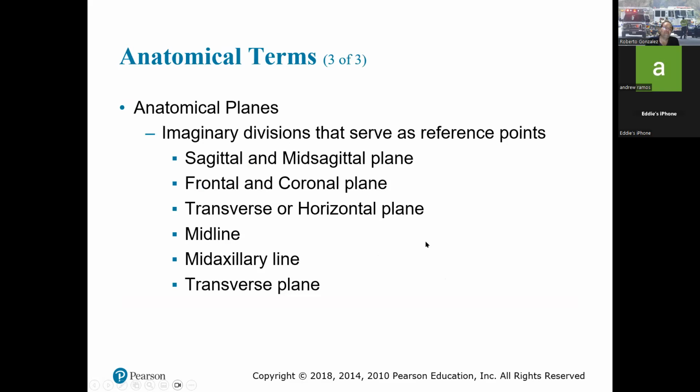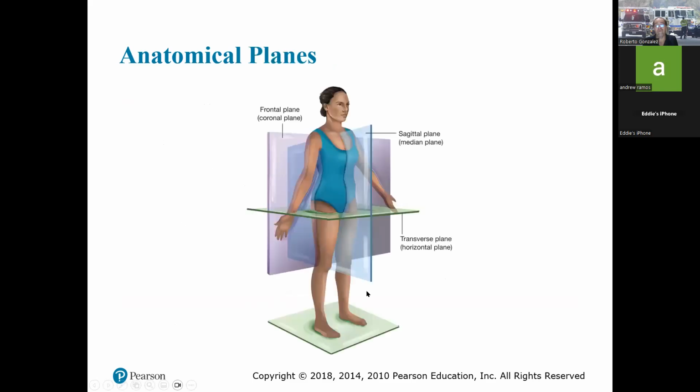Now, we also have to deal with the anatomical planes, which is basically an imaginary line that you draw on the patient so you can describe where an injury could be located, or where an organ system could be located. So we have sagittal and mid-sagittal planes, frontal and coronal planes, transverse or horizontal planes, midline itself, mid-axillary line, and a transverse plane. We'll go over these.